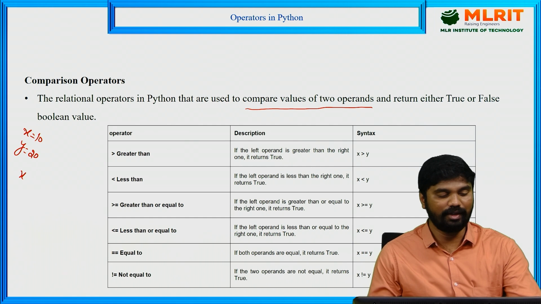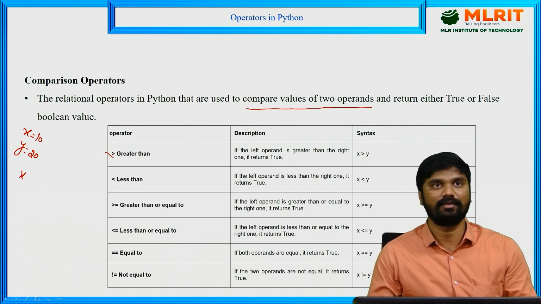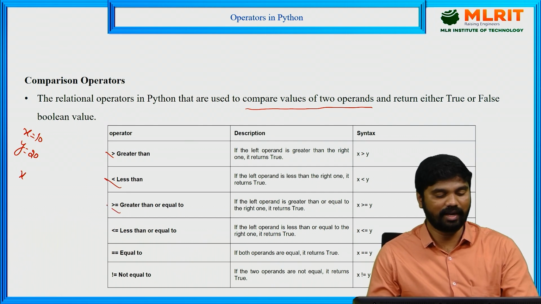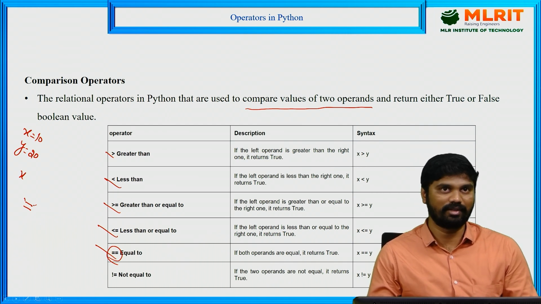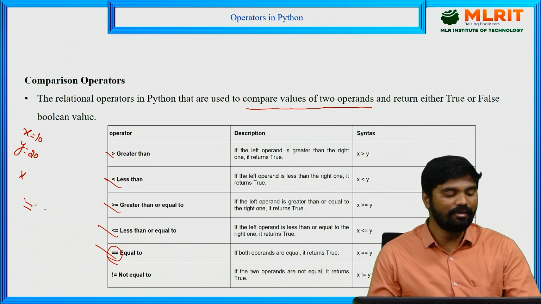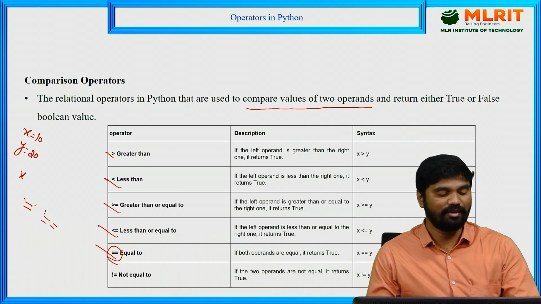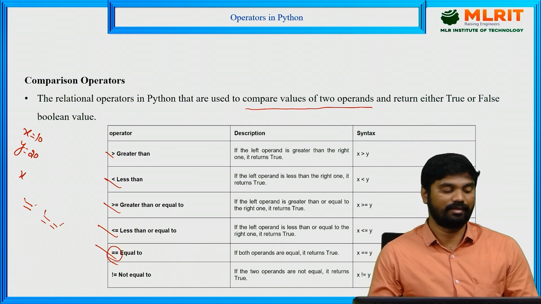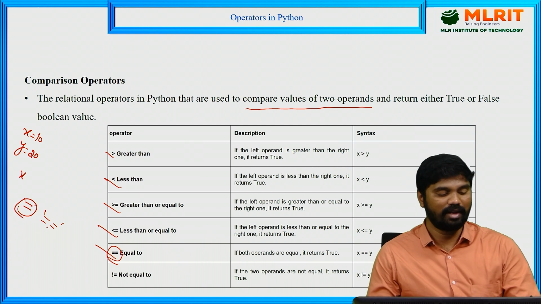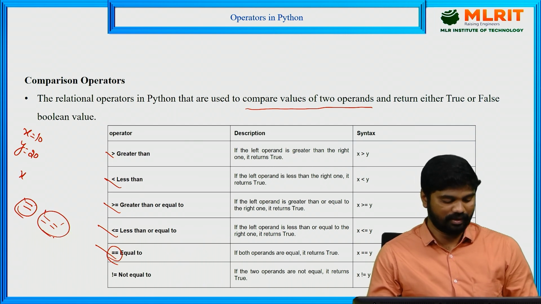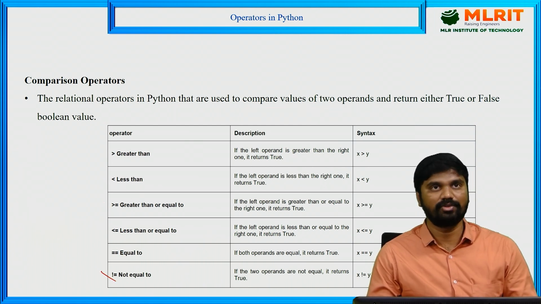If you want to compare, there is the greater than operator, the less than operator, the greater than or equal to operator, the less than or equal to operator, and the equal to operator. This is a double equal. A single equal, like we had before, is the assignment operator, and when we have this double equal symbol, we say it is the equal to operator. And then there is the not equal to operator.